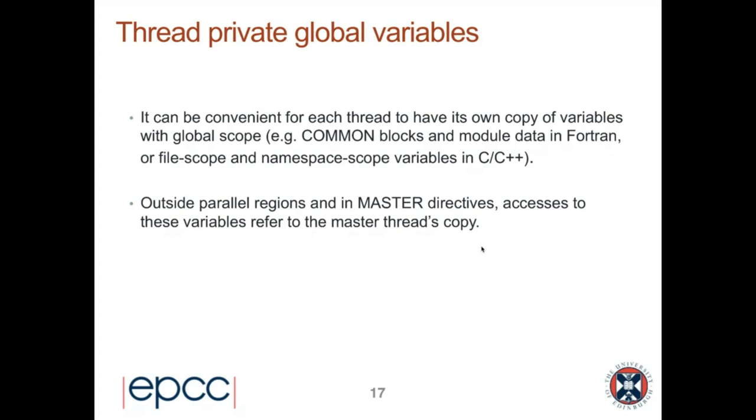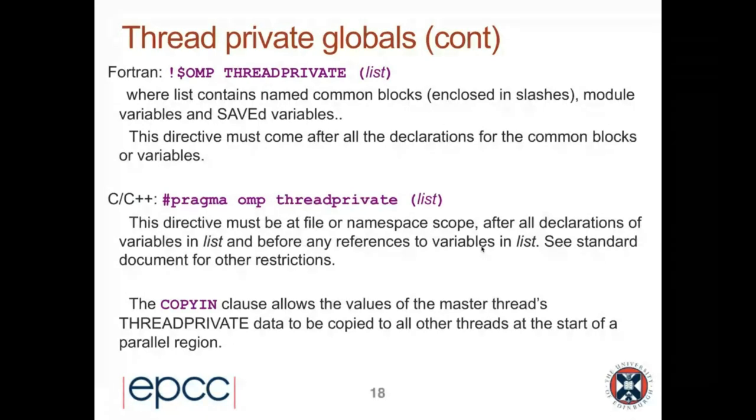The way this works is that inside a parallel region, every thread has access to its own copy of this. If you're outside a parallel region, or if we're in a master directive, then the access is referred to the master thread's copy. The way we do this is with the threadprivate directive. The threadprivate directive takes a list.